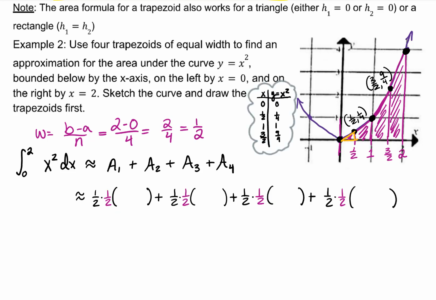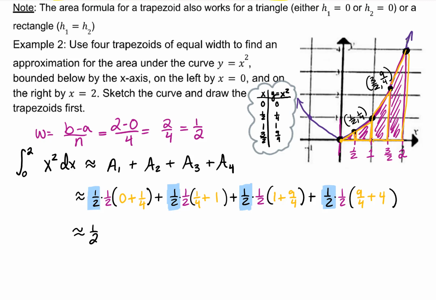Okay, so I set up the areas for each of these trapezoids, and now we just have to determine their heights. Our height for the first one was 0, and its second height was the y value when x is 1/2, which is 1/4. Our next trapezoid has a first height of 1/4, and its second height is 1 and 9/4. Finally, 9/4 and 4.